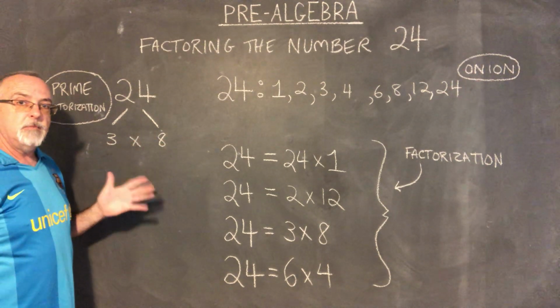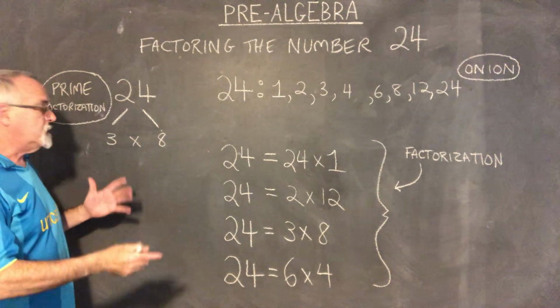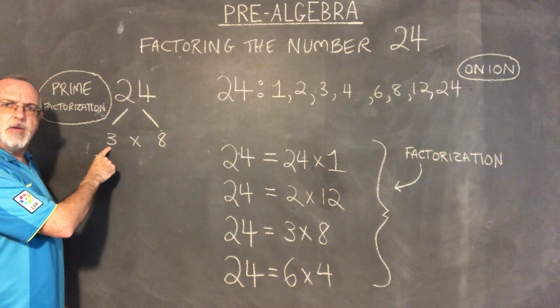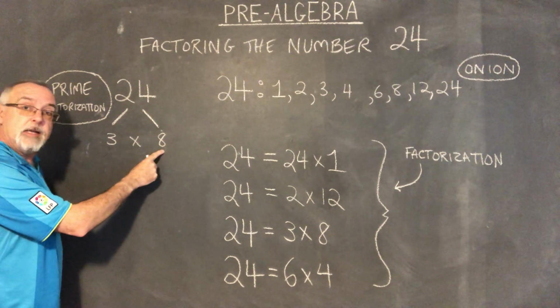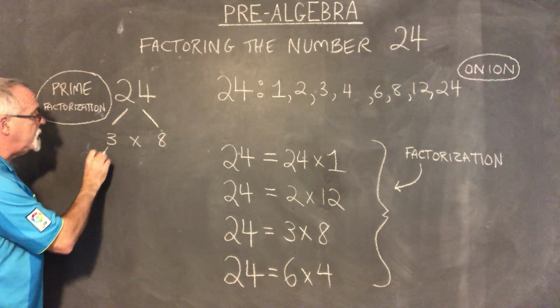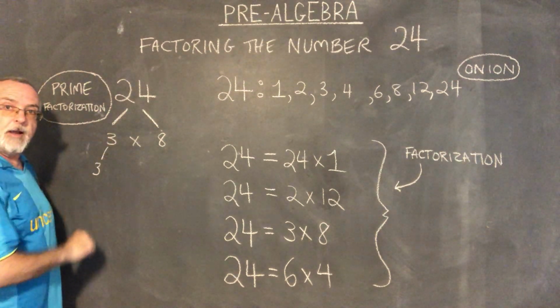But then you have to keep going. And then it starts getting interesting because 3 is prime. So I can't break the 3 down into smaller factors. But 8 is not a prime number. I can break it down into smaller factors. So what I do with the 3 is I just write a little line and I continue it down to the next line.